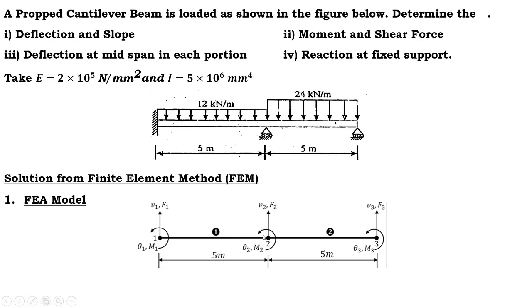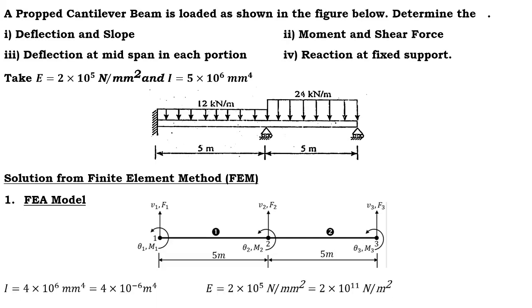Then the possible application of displacements and forces I have shown at each node. So this is node number 1, node number 2, node number 3. V1, V2, V3 are the vertical displacements. Theta 1, theta 2, theta 3 are the slopes at node number 1, 2, 3 respectively. So this is the FE model.